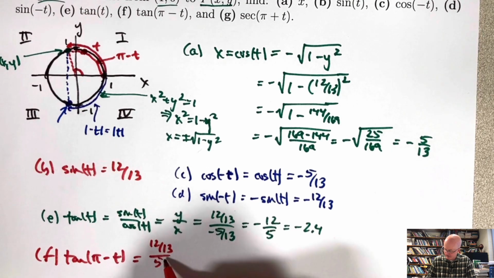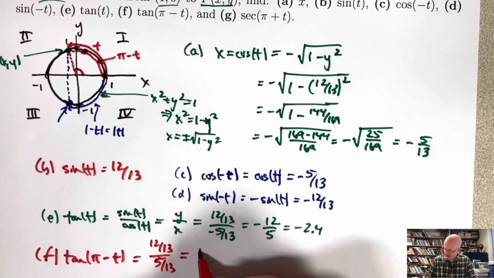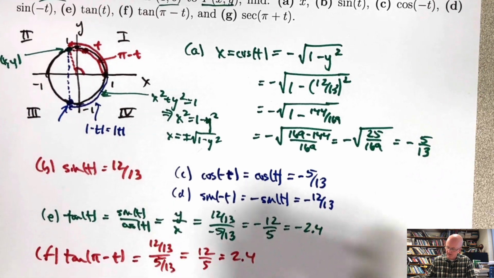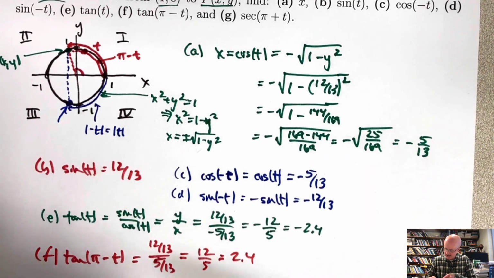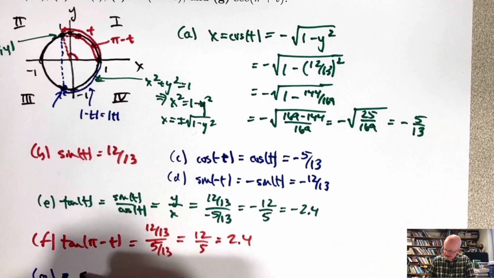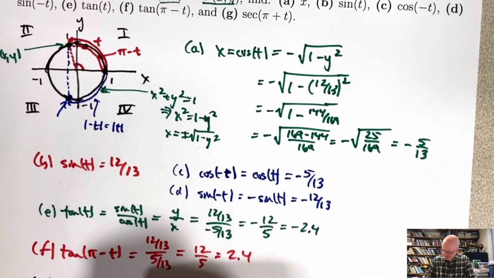It is positive 5/13, not negative 5/13. This simplifies to positive 12/5, positive 2.4. And finally, part G, what is the secant of pi plus t?